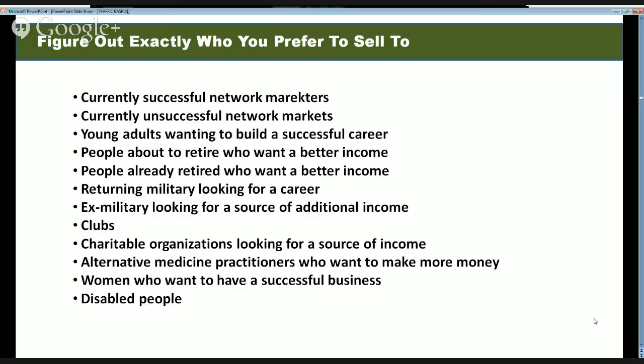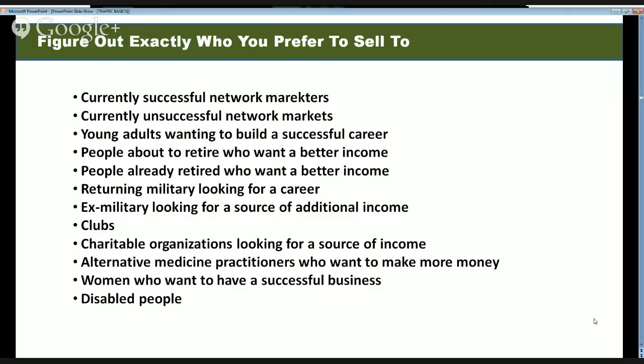Another possibility are alternative medicine practitioners who want to make more money. Most of them do. And we're going to be dealing with a lot of alternative medicine products, things that they can give to their customers to increase their value per customer. Maybe you want to focus on women who want to have a successful business. Maybe that's who you can relate to the best. That's fine. Okay. Or maybe you can relate to disabled people very well.